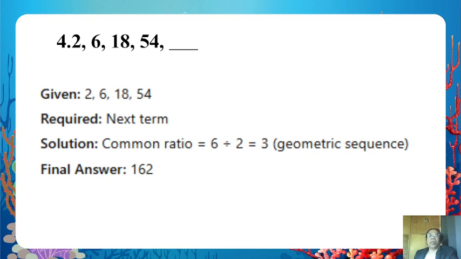Number 4, 2, 6, 18, 54, and what's the next number? So, given 2, 6, 18, 54. Require the next term. Solution, there is a common ratio, and that is 6 divided by 2 is equal to 3. So, geometric sequence. It means that every term is multiplied by 3. So 54 times 3 is 162, and that is the final answer.